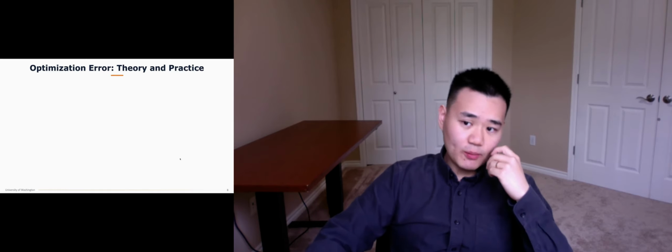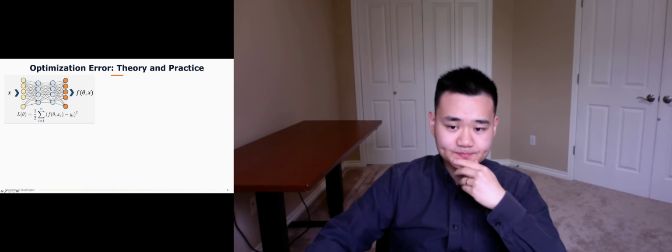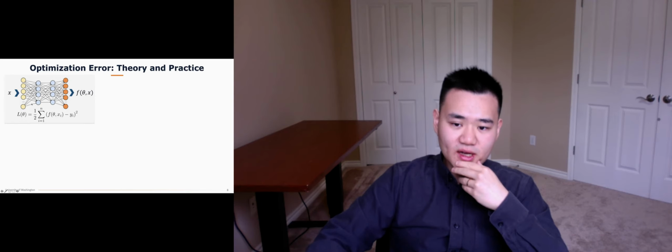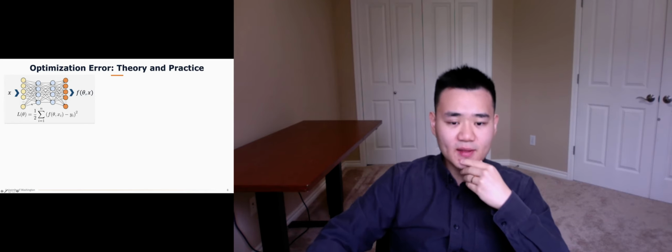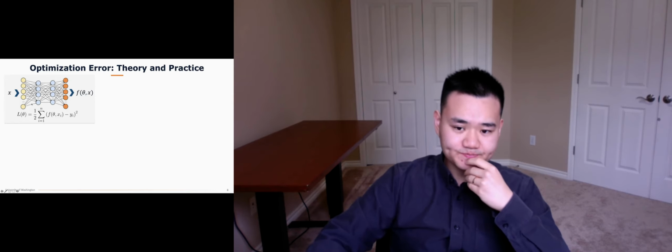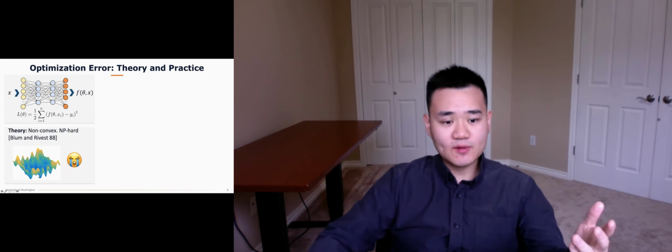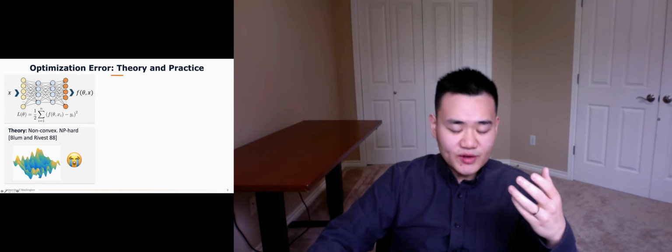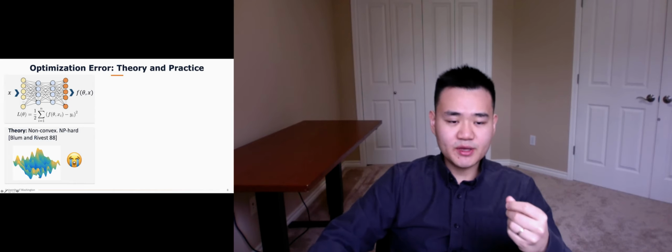So let's first look at the optimization error. There's a big gap between the theory and practice. So in theory, for example, we consider a quadratic loss, and our function is this neural network function, which we denote as f_theta(x), where theta is the parameter of the neural network. So theoretically, this is actually a highly non-convex function. There are many local minima and saddle points, which can prevent you from finding the global minimum. And finding the global minimum actually is an NP-hard problem.